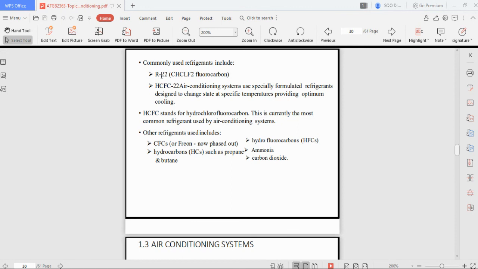There are different refrigerants, which are different gases. They can be R22, HCFC 22, or other HCFCs. There's also Freon, which is already phased out. Then hydrocarbon, HC, propane, butane, carbon dioxide, ammonia, or the hydrofluorocarbon.